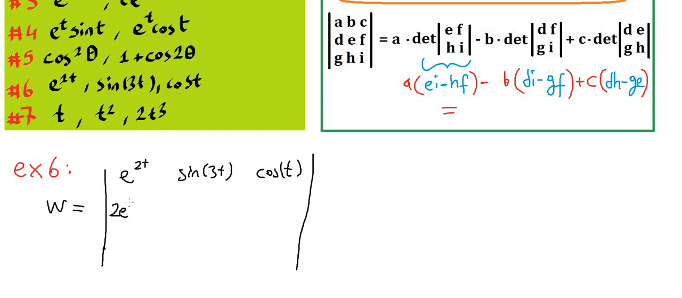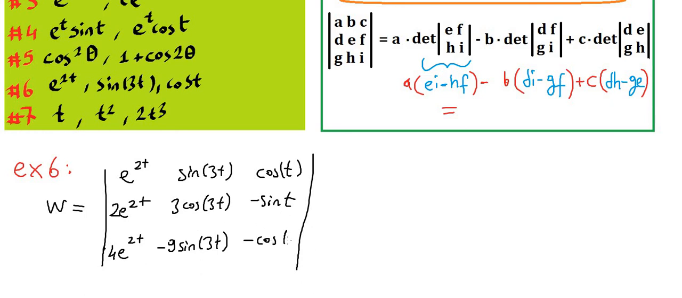So 2e to the 2t, derivative of sine is cosine, times 3 is 3 cosine 3t. And derivative of cosine is negative sine. Again, we're going to take the derivative again. Derivative of 2e to the 2t is 4e to the 2t. Derivative of this will be negative 9 sine of 3t. And derivative of this will be negative cosine t.